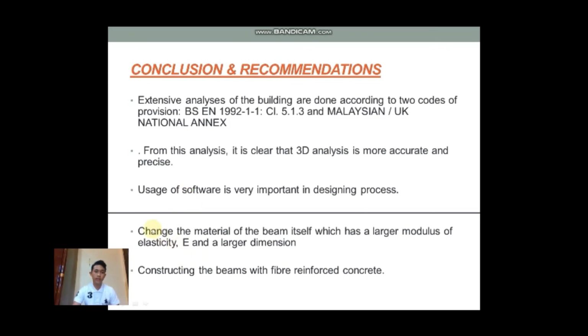So for the recommendation, we need to change the material of the beam itself, to one with larger modulus, less density and larger dimension. Because when we change it, it will influence the reinforcement, and the reinforcement will be increased. So our structure will be more stable and strong. The recommendation also is that we construct the beams with fiber reinforced concrete, because it enhances the durability and overall toughness due to its higher structural and shear strength.